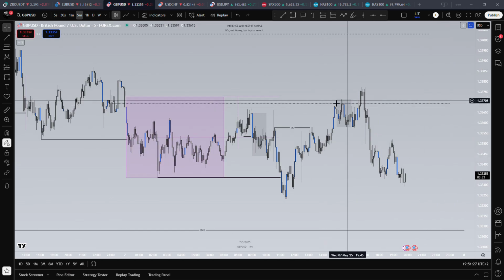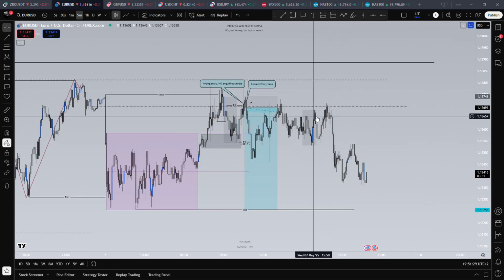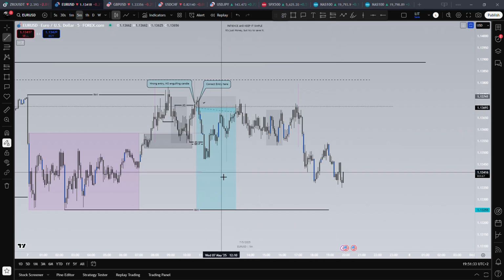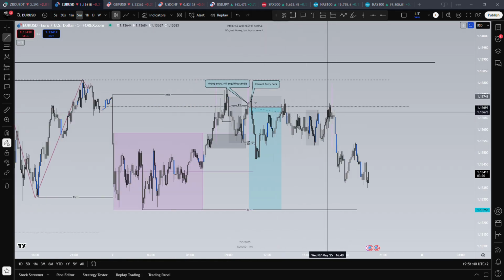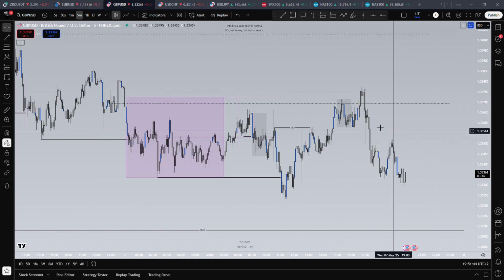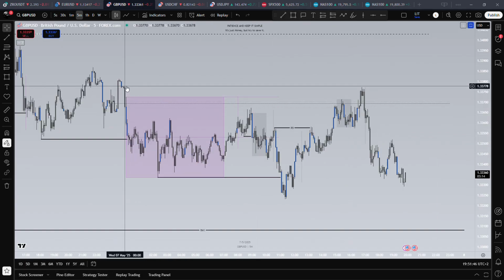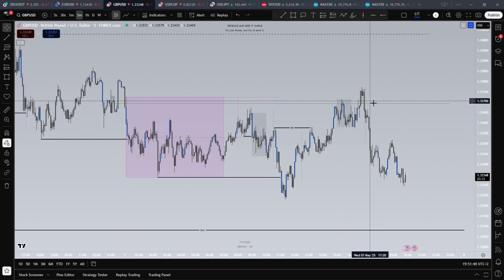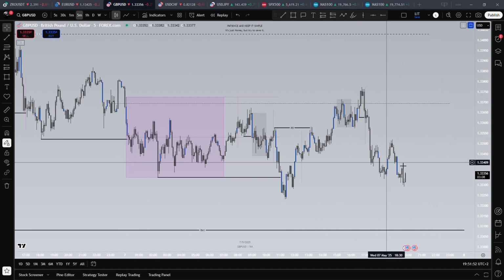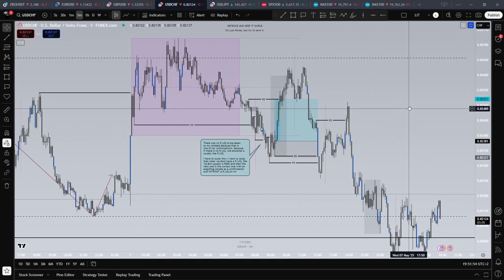And then in the afternoon, I didn't look at the afternoon here. Yeah, after having this retaken, I don't think I would have looked for something here. I don't think so. Okay, and here after taking that liquidity, we had a break structure down, but nothing else.